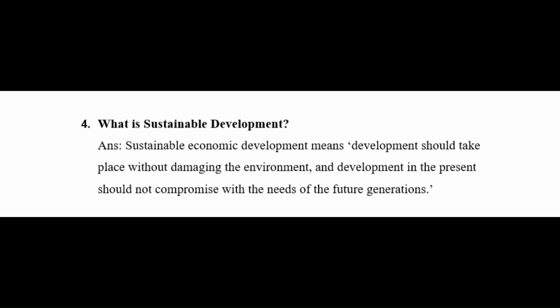4. What is sustainable development? Answer. Sustainable economic development means development should take place without damaging the environment, and development in the present should not compromise with the needs of the future generations.